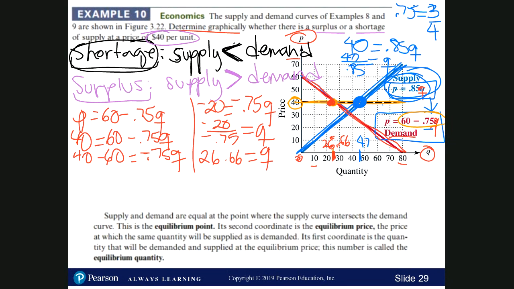So now you can see that at that price, the quantity supplied is higher than the quantity demanded. We could say the supply is greater than the demand, because we're comparing 47 and 26.66. So in this case, we're going to go with supply is greater than the demand, and therefore we will have a surplus. Now let's go to the final problem of this section, and that is example 11.